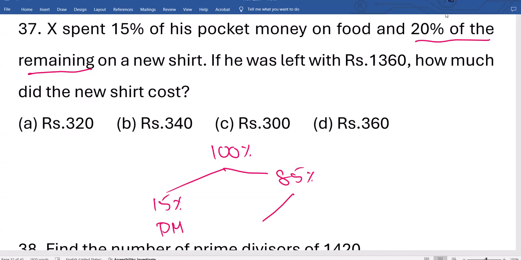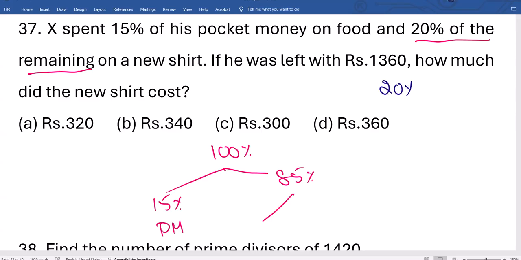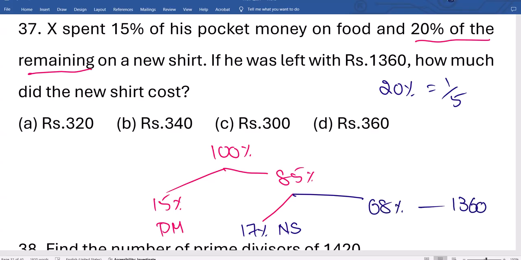So 85 is remaining, and 20% of that is 17%. 20% of anything is dividing by 5: 85 divided by 5 is 17%. 17% for the new shirt. Then what is left over? Out of 85, 17 gone, 68% is equal to 1360. So how much is for the new shirt is 340.